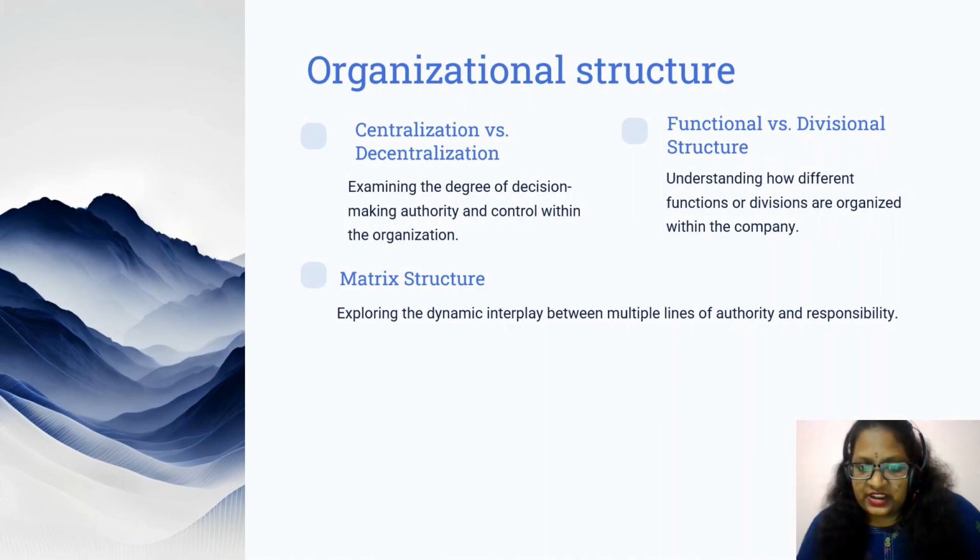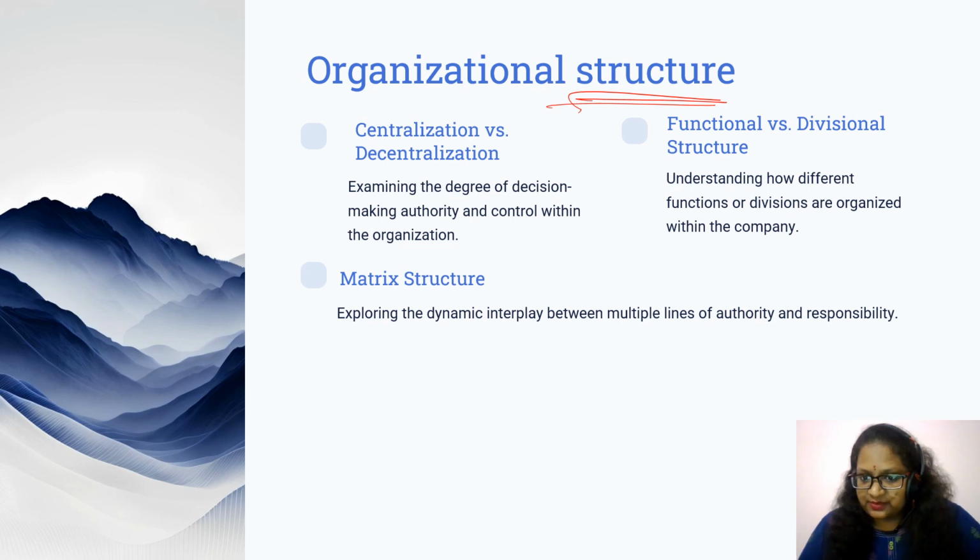Another factor is organizational structure. Now every organization has different types of structures. We can see there are three different types of structures. One is centralization and decentralization. In this kind of structure, we examine the degree of decision making authority and control within the organization.